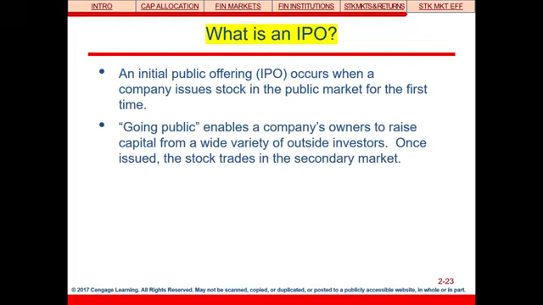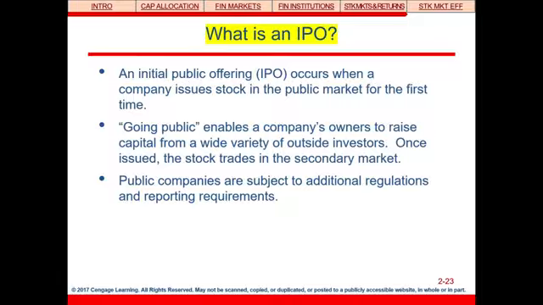Okay, now let's talk about IPO. IPO is also an important topic in this chapter. The IPO is actually an abbreviation of initial public offering. An IPO occurs when the company issues stocks in the public market for the first time. Going public enables a company's owners to raise capital from a wide variety of outside investors. Once issued, the stock trades in the secondary market. So that's what IPO means: the company goes public for the first time, issuing new shares for the first time.